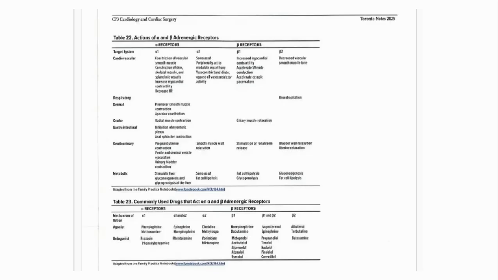Respiratory system. One of the most clinically important beta-2 effects is bronchodilation. This is why beta-2 agonists are first-line medications for asthma and COPD. Beta-2 receptor also relaxes the ciliary muscles.